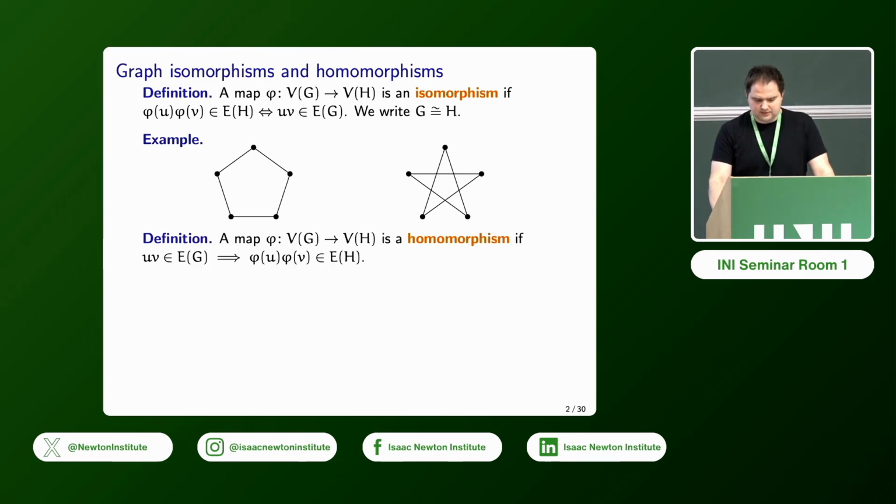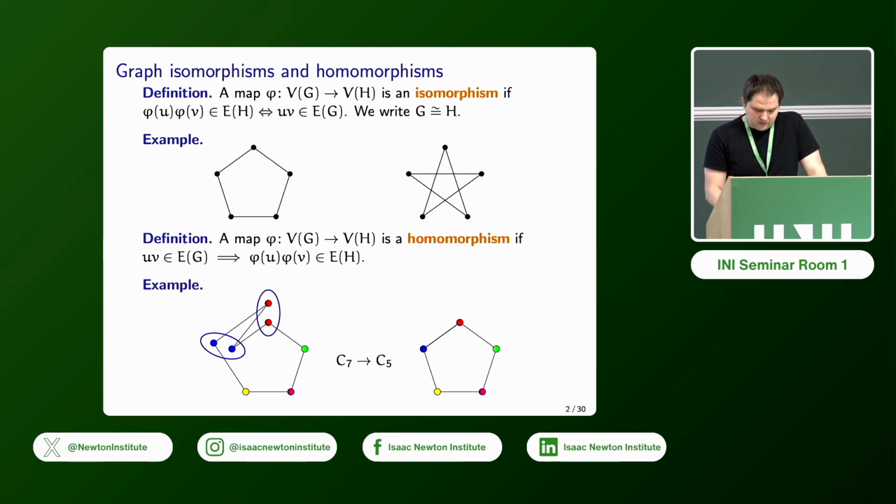Homomorphism is a similar concept, but now the map does not have to be bijective, and it only requires to preserve the adjacencies. So, for example, here is a homomorphism between two graphs, where on the left we have a cycle on 7 vertices, on the right a cycle on 5 vertices, and the vertices are mapped from left to right according to those colors as depicted. So some vertices can go onto one vertex.